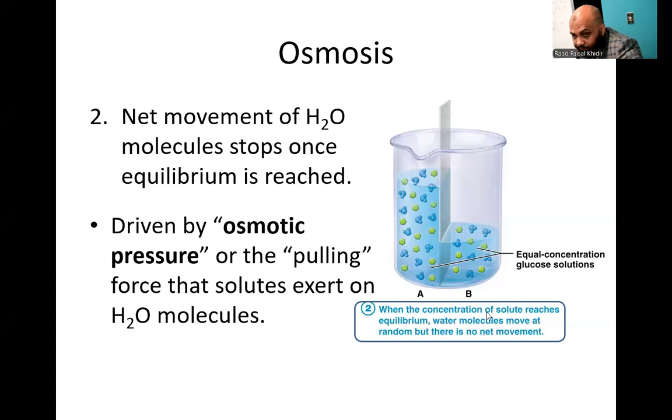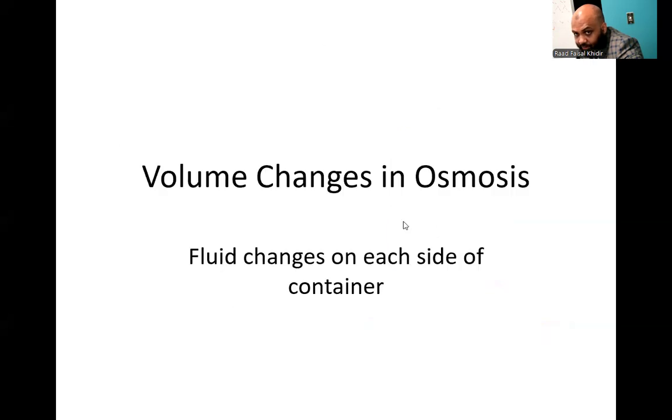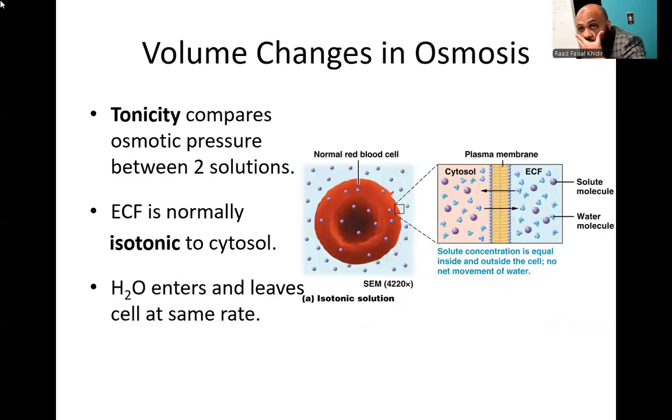So it is driven by osmotic pressure, or the pulling force that solutes exert on the water molecules. When the concentration of solutes reaches equilibrium, the water molecules move at random, but there is no net movement. The volume changes in osmosis, and the fluid changes on each side of the container. We talked about that in tonicity. So this is the plasma membrane of a red blood cell. Tonicity compares the osmotic pressure between two solutions.